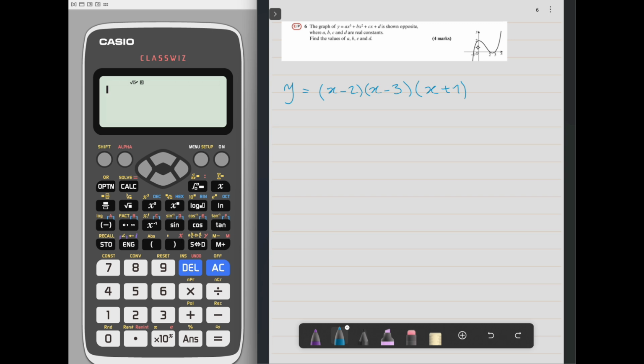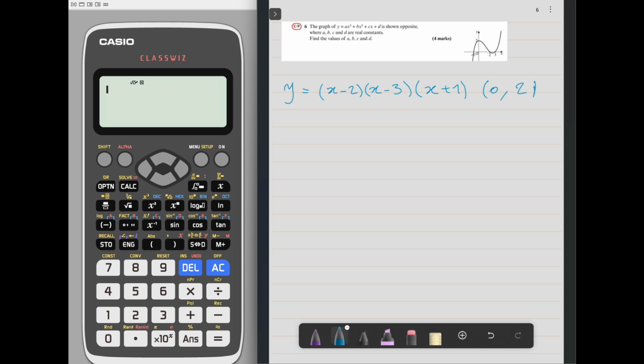Why? Because you see this y-intercept. Let me put this in the calculation. If I put 0 here, the value of y must be 2. Is it going to be 2? Let's see. 0 minus 2 is minus 2. 0 minus 3 is minus 3. And 0 plus 1 is 1. Minus 2 times minus 3, oh no, it's going to be 6, not 2.